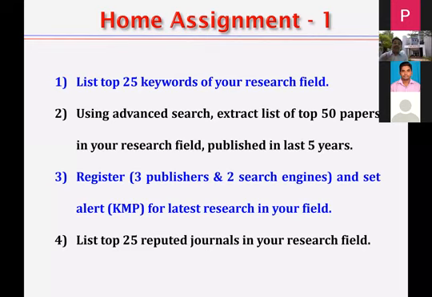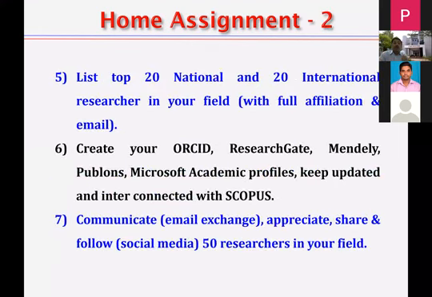Have you registered for alerts in publishing websites and search engines? At least 3 publishers and 2 search engines. Do you know what the top journals in your field are, whether you publish there or not? Do you have contacts of the top 20 people in India and the top 20 people abroad in your field, with their name, their affiliation, their email ID, and their office phone number?